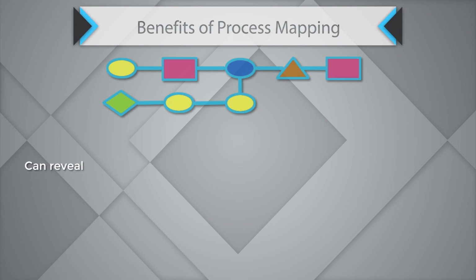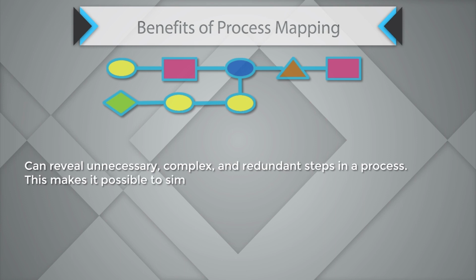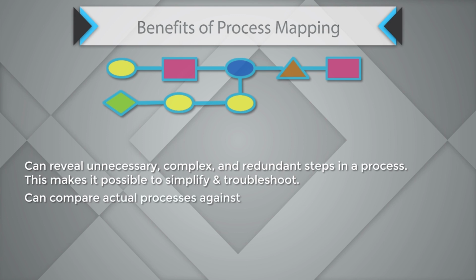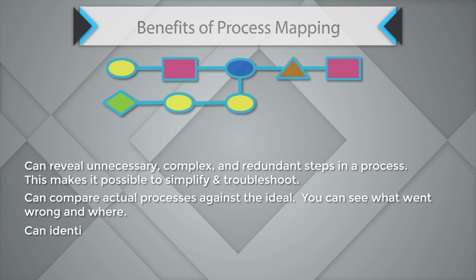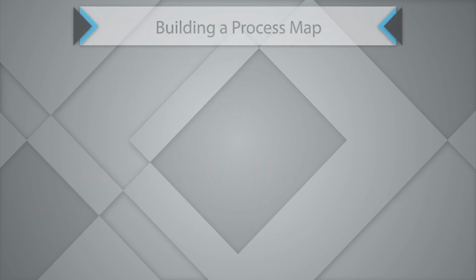When you set out to map your process, maps can help reveal unnecessary, complex, and redundant steps in the process. It makes it possible to simplify and troubleshoot. You can compare actual processes against the ideal. You can see what went wrong and where. You can identify steps where additional data can be collected, which can then provide very meaningful information for business processes.